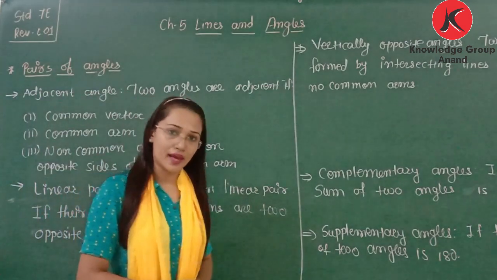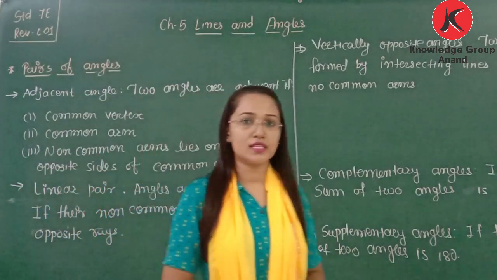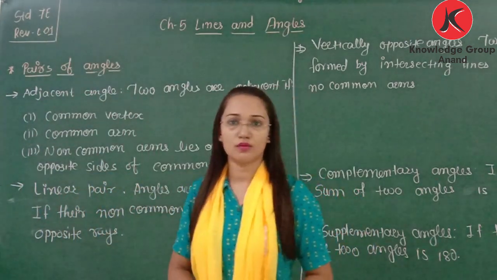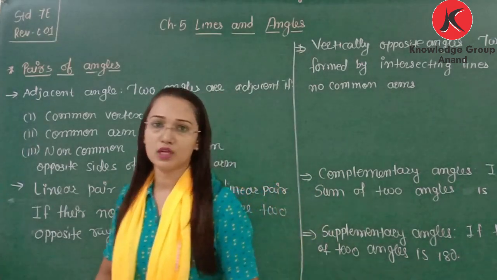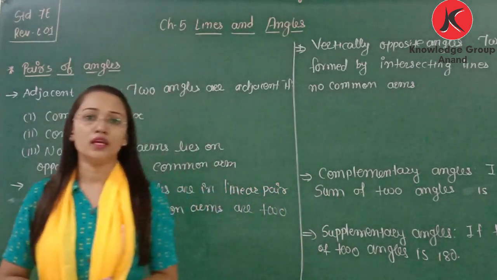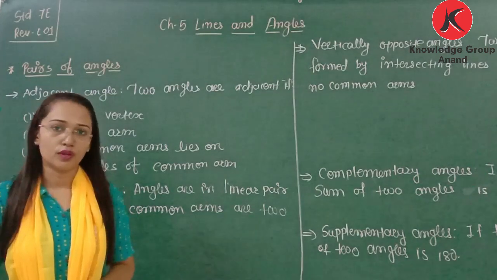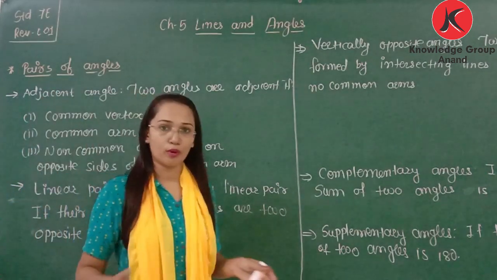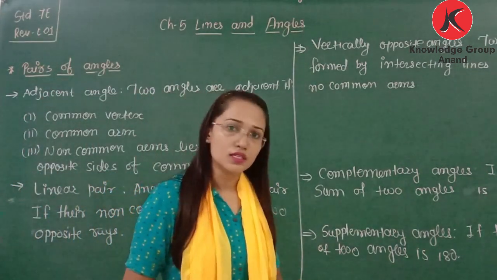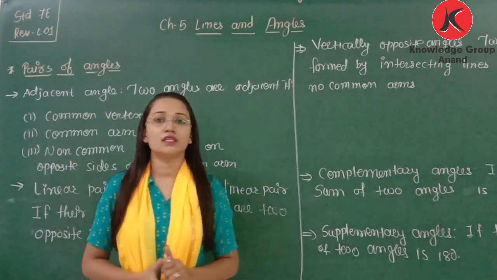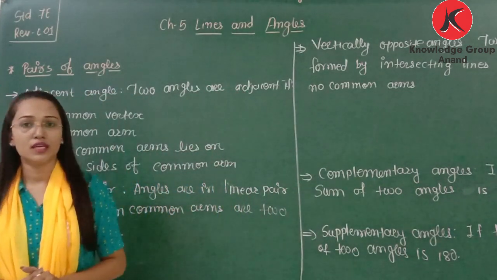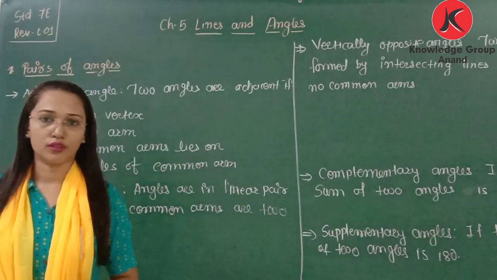Then we learn about the line segment. So what is a line segment? It has a fixed distance. A line segment can be measured with a scale or any measuring unit. We can measure the length of a line segment. It has a starting and an ending point.